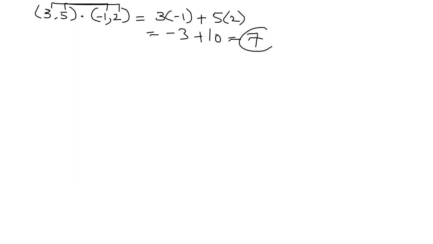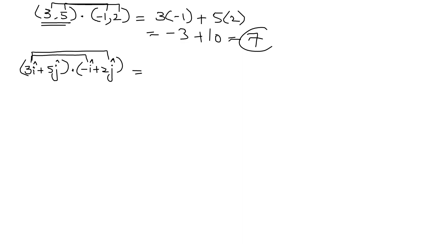Now, if you represent it in component form, this vector is equal to 3i plus 5j, right? And this vector is equal to -i plus 2j. How can we find the dot product? Simply, how do you do the multiplication? First term with the first term, first with the second term.